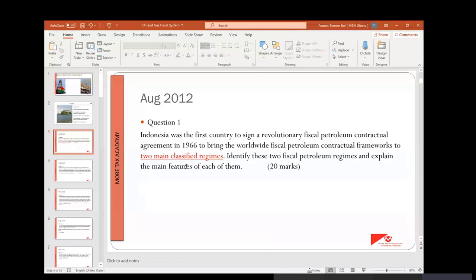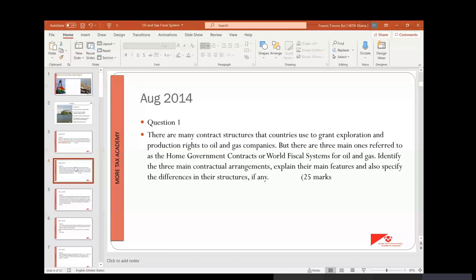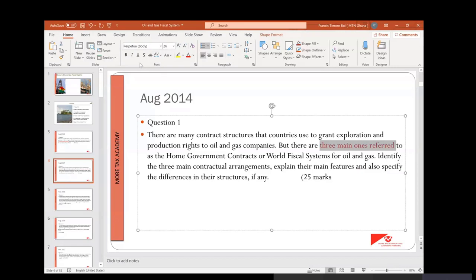Then in 2014, we asked another question. There are many contractual structures that countries use to grant exploration and production rights to oil and gas companies. But there are three main. Have you seen it? So whereas in 2012, we saw it as two main, in 2014, we are saying three main.